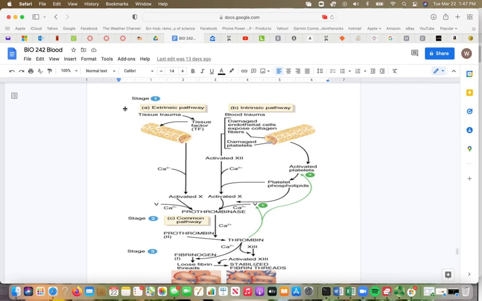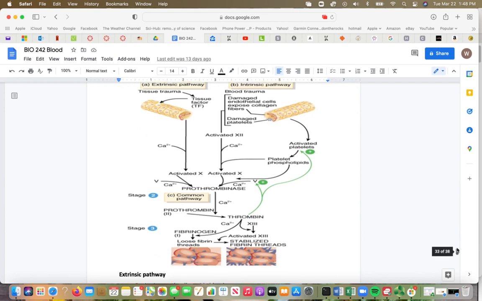So this shows a comparison again where you have the extrinsic pathway from tissue trauma, intrinsic pathway from internal blood trauma, so an endothelial cell exposed to the collagen fibers. So both of them do require calcium, and you end up getting to this activated factor 10, and you'll have prothrombinase. You come into the final common pathway to make prothrombin, thrombin, your fibrinogen, and your stabilized fibrin threads around your clot.